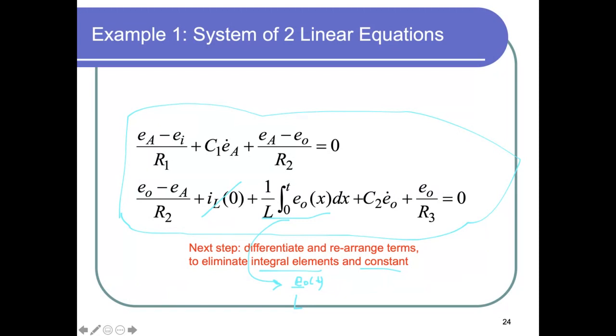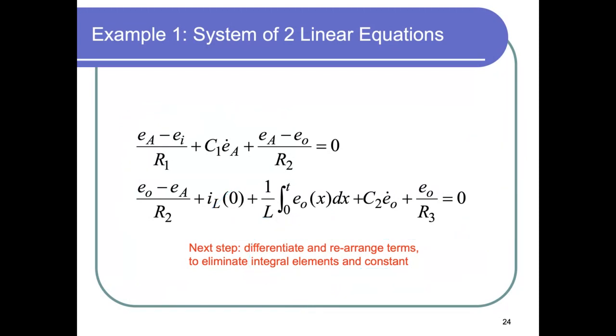So we have 2 equations describing the system dynamics, and they are differential equations. This one is a differential equation already. You don't need to take derivatives further. For this one, you need to take derivatives. Why? Because you have an integral element and you want to get rid of the constant. This is just to make it cleaner and easier to deal with, and it becomes a well-defined differential equation.